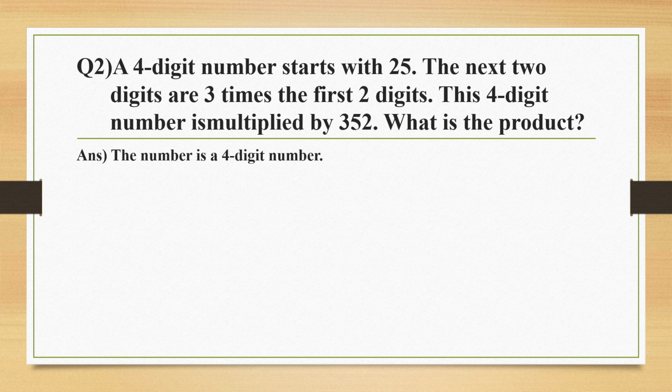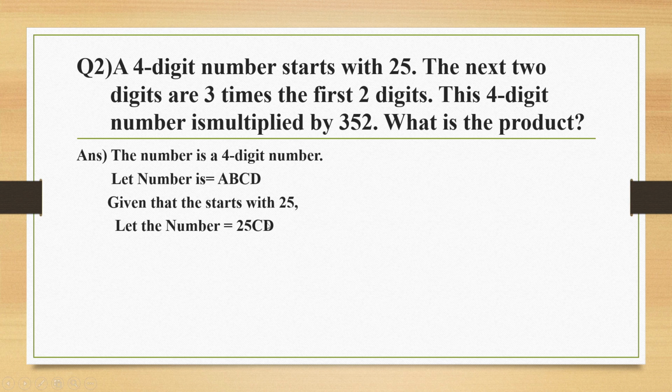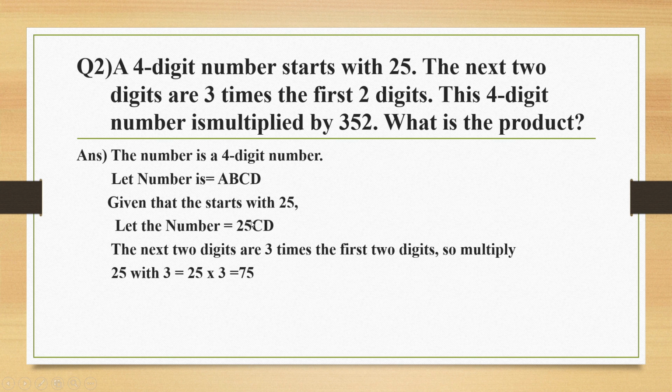So let us assume a four-digit number A, B, C, D. Here the first two digits they have given as 25, so I'm going to substitute that. They have given that the next two digits are 3 times the first two digits, which means you have to multiply this 25 with 3. When we multiply 25 with 3, we obtain 75, which is nothing but C and D.